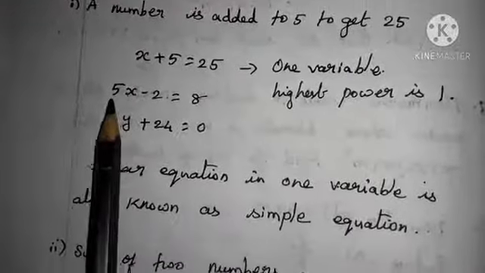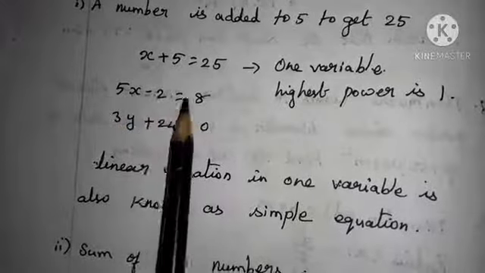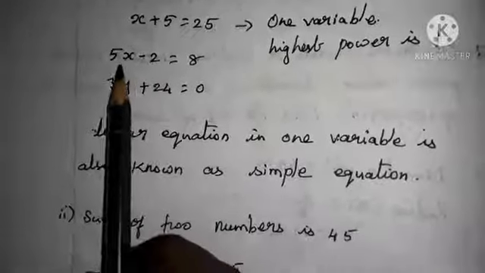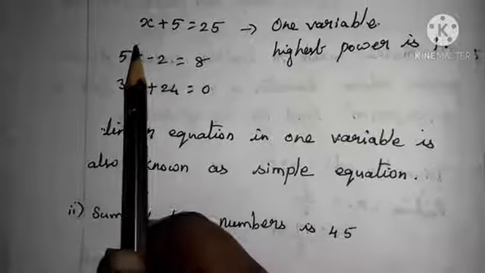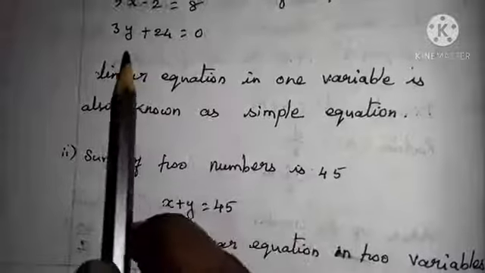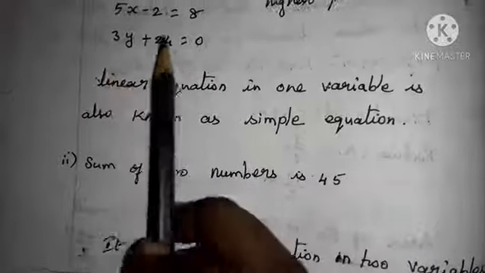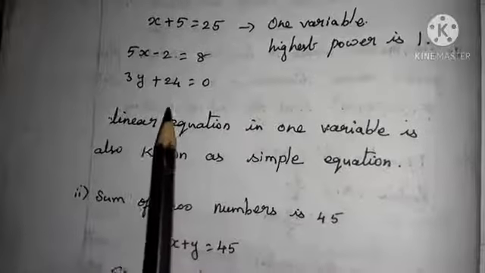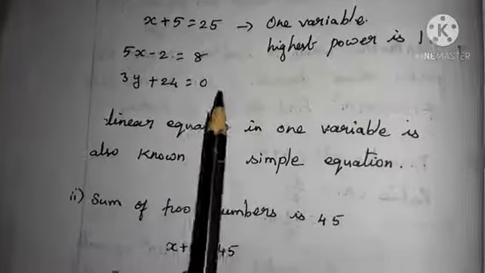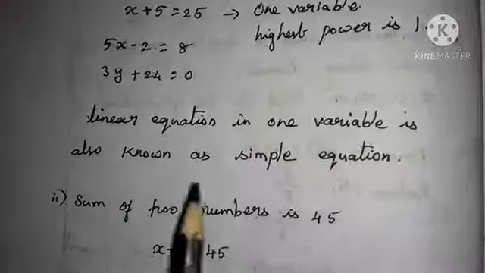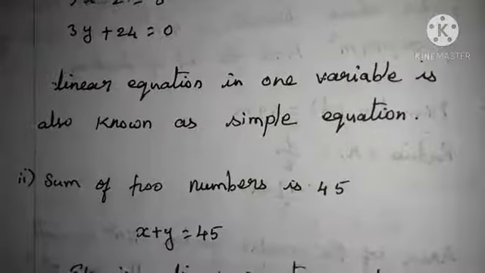Let's see some other examples. 5x minus 2 equal to 8. Here also we have only one variable x and the power of that variable is 1. The same way, 3y plus 24 equal to 0. Here also we have only one variable with the highest power 1. So we call this equation a linear equation in one variable. A linear equation in one variable is also known as a simple equation.